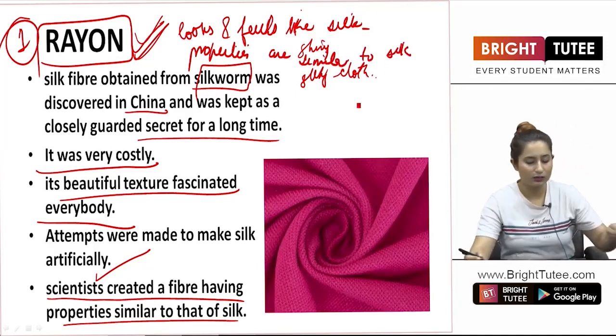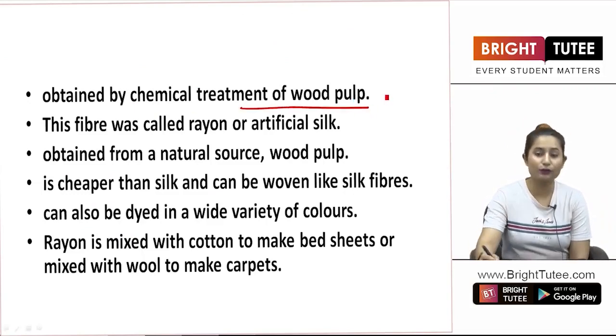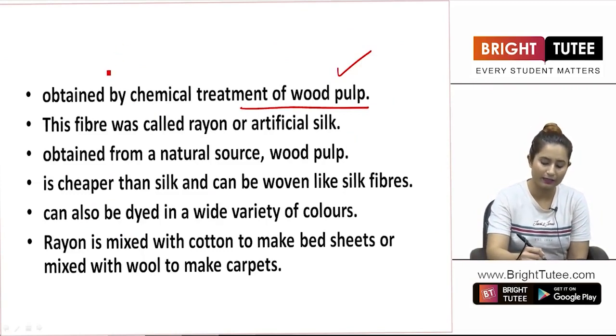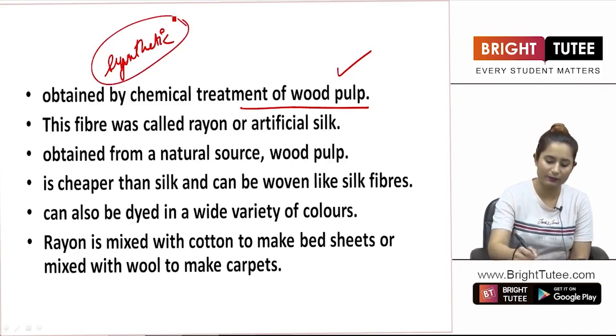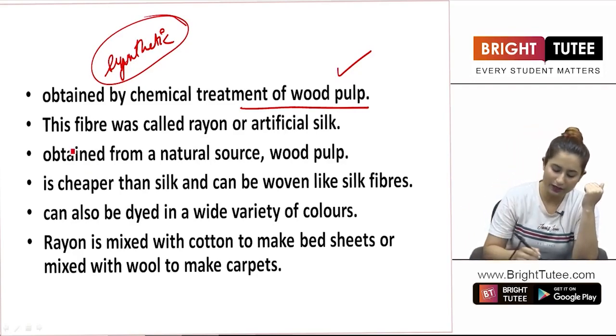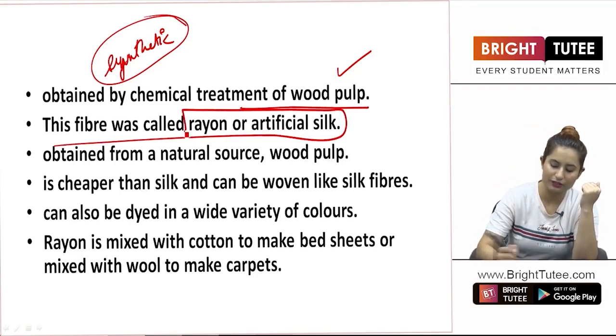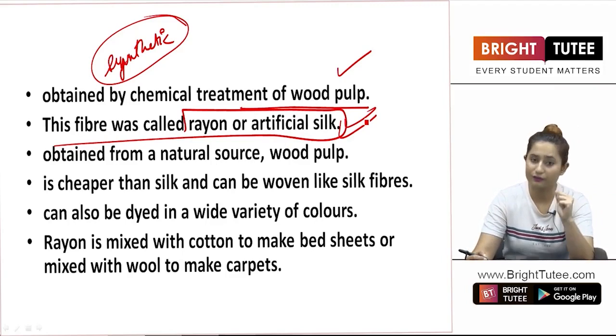Let us see how. How is rayon similar to silk? It is obtained by chemical treatment of wood pulp. Although wood pulp is a natural substance, the fiber we obtain is synthetic only. You have to understand that its source is from nature, but it is a synthetic fiber because we prepare it artificially using different chemical substances. Hence, it is a synthetic fiber. Now, this fiber was called rayon or artificial silk. Rayon is also known as artificial silk because it has similar properties to that of silk.